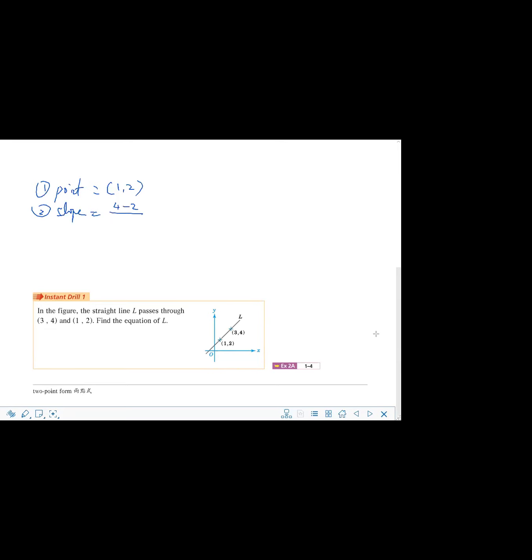Okay, and then 3, equation of L. Okay, it should be y minus y1 equals m times x minus x1. Okay, and then simplify your equation. So x minus 1, and then move all terms to the side where x is positive. Okay, that is to the right. So x minus y plus 1. Okay, and then finally, x minus y plus 1 is equal to 0. That is the final answer. Is that okay?